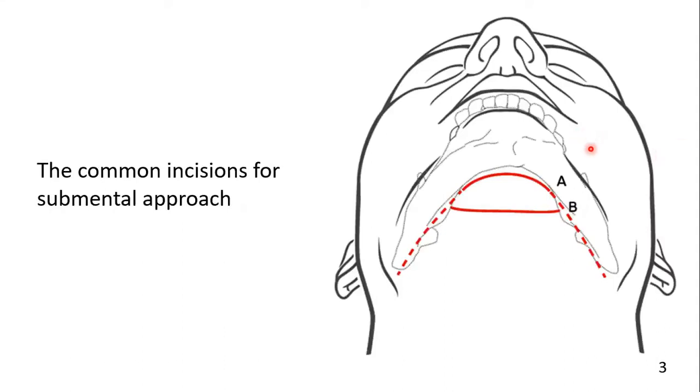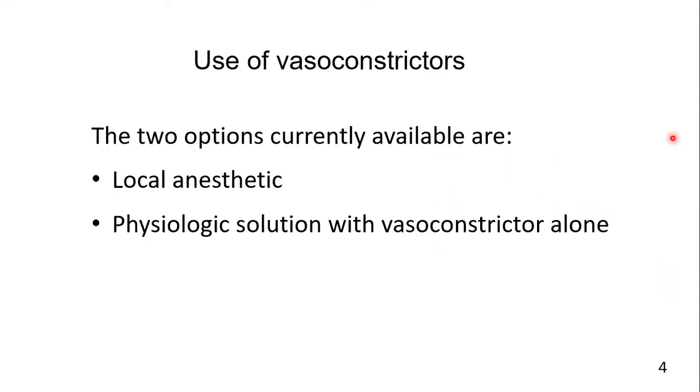The common variations that can be used are: A, following the curvature of the anterior mandible; B, hidden in the submental skin crease. According to the anatomy and surgical preferences, both techniques offer adequate access to the submental region.